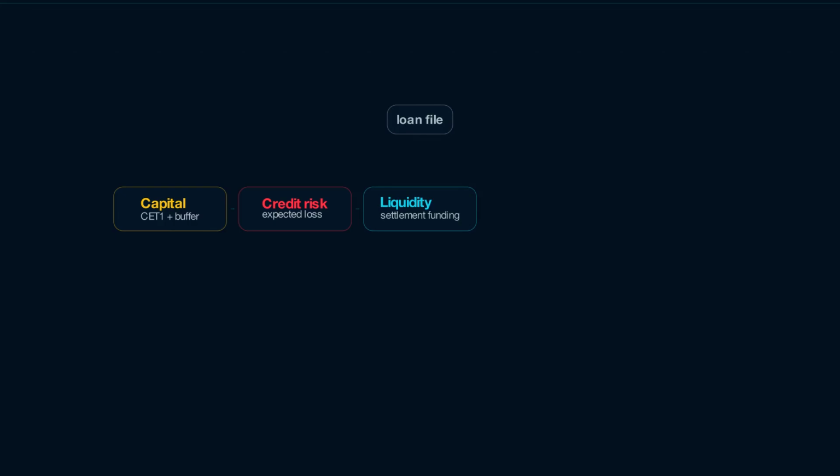Gate 2, credit risk. A bank can create a deposit by making a loan, but it cannot create a good borrower. If default risk rises, expected losses rise, and lending becomes less attractive. Gate 3, funding and settlement liquidity. If loan proceeds leave the bank, reserves leave with them. A bank that grows assets without stable funding becomes fragile. Gate 4, profitability. A loan is not worth making just because it is legally possible. The spread between the loan rate and the bank's cost of funds must compensate for expected losses, operating costs, capital costs, and liquidity risk. Gate 5, borrower demand.